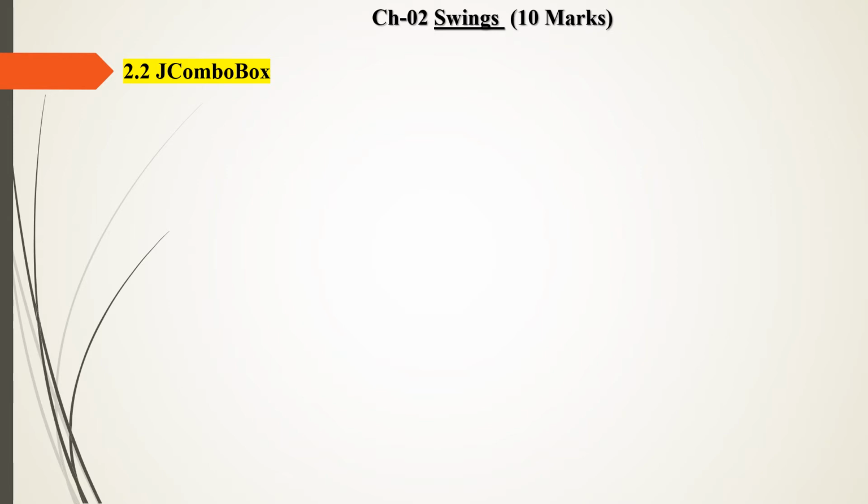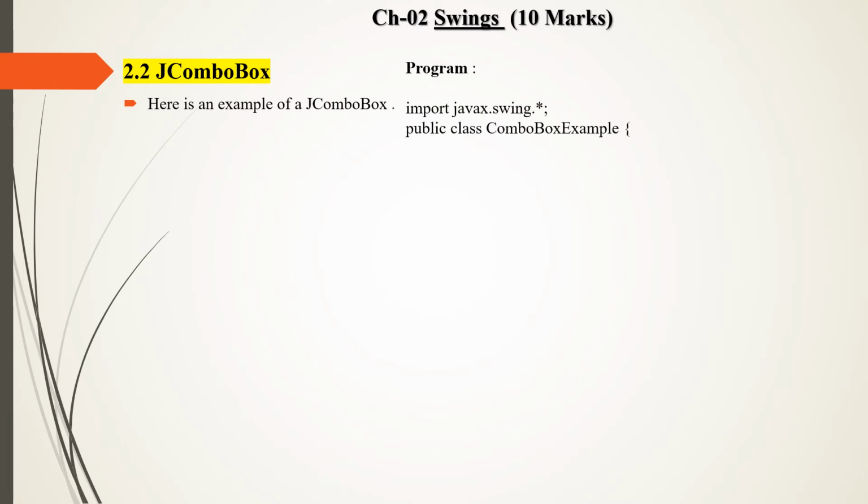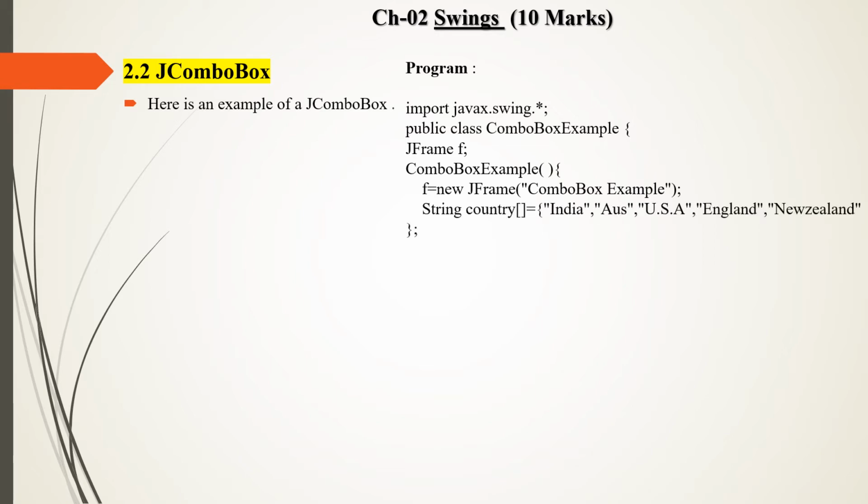Next we have one example of JComboBox. So the program for JComboBox is: first we import the Swing package. Next we create one class, ComboBoxExample. Next we create one object of the Frame class. Next we define the constructor of the given class. Then we initialize the frame: f is equal to new JFrame with the title ComboBox Example. Next we create one array of countries which has 5 elements: India, Australia, USA, England, New Zealand.